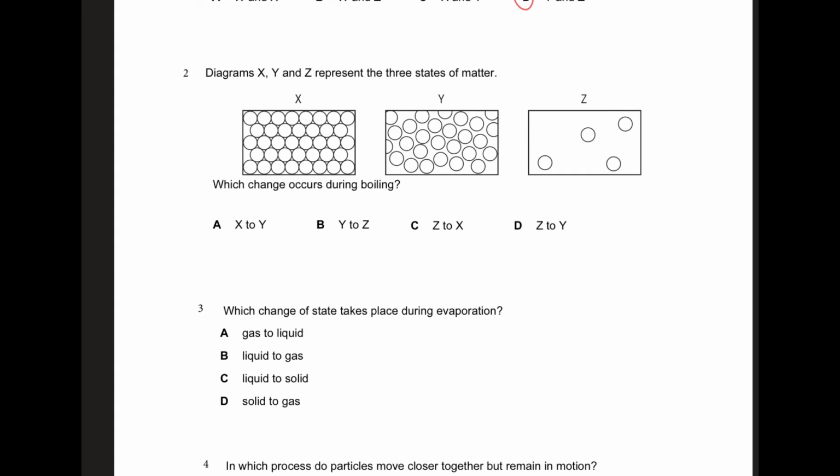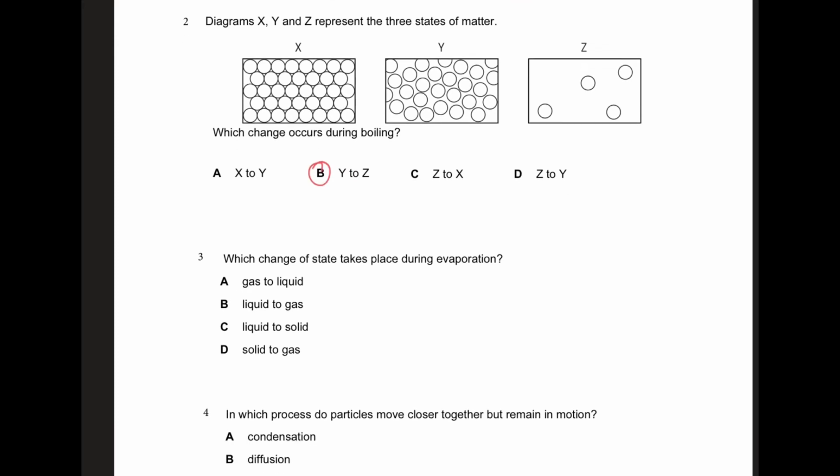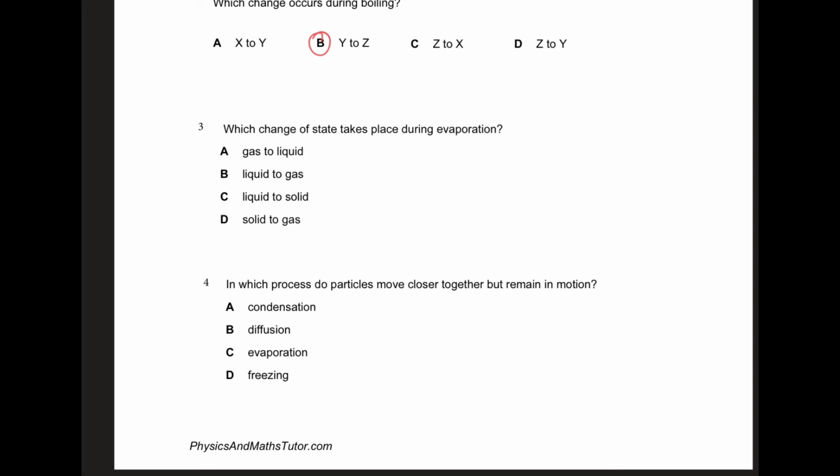Now question 2. Diagram X, Y, and Z represent the three states of matter. Which change occurs during boiling? So what do you think? During boiling, I think Y to Z. So which is B? Y to Z. Okay.